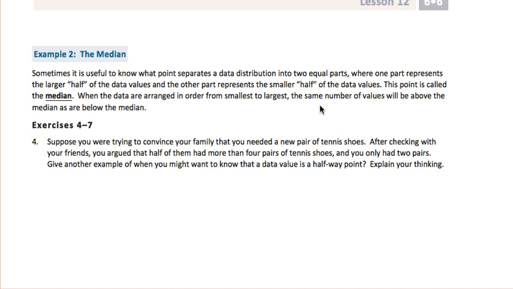Suppose you were trying to convince your family that you needed a new pair of tennis shoes. After checking with your friends, you argued that half of them had more than 4 pairs of tennis shoes, and you only had 2 pairs. Give another example of when you might want to know that a data value is a halfway point, and explain your thinking.